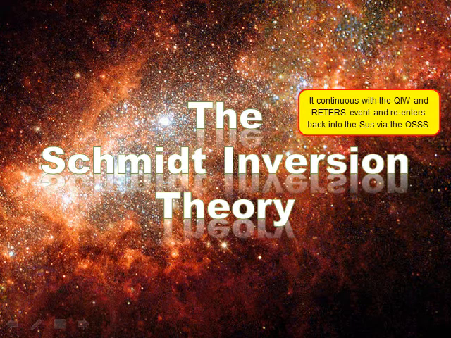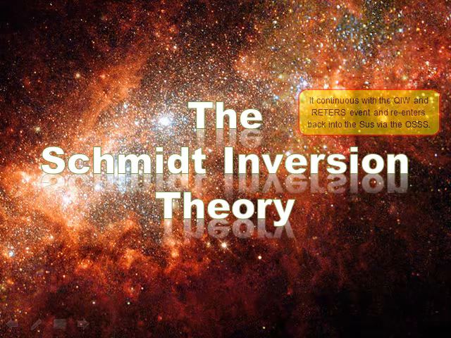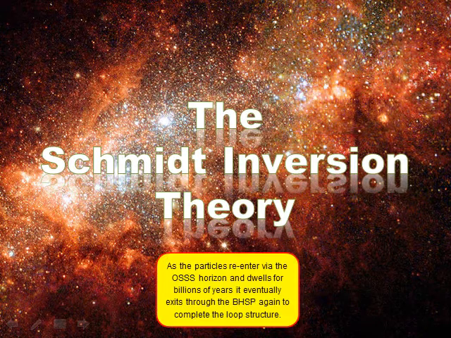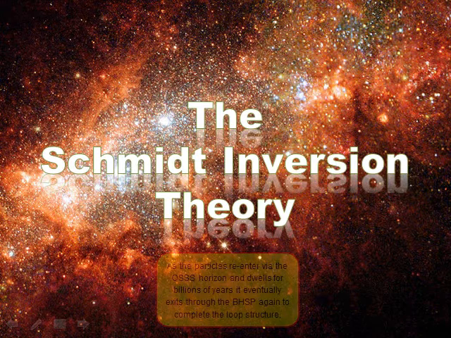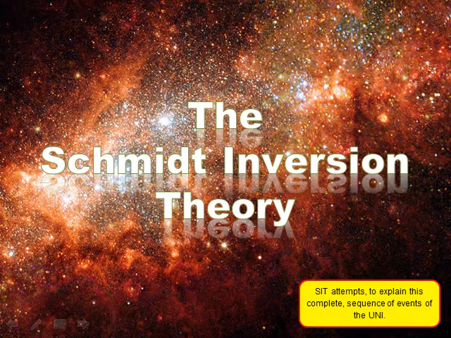It continues with the quantum inversion warp and random evolutionary trial and error, reject or select event and re-enters back into the sub-universes via the outer spherical shell singularity. As the particles re-enter via the outer spherical shell singularity horizon and dwell for billions of years, they eventually exit through the black hole singularity points again, to complete the loop structure. SIT attempts to explain this complete sequence of events of the universe.